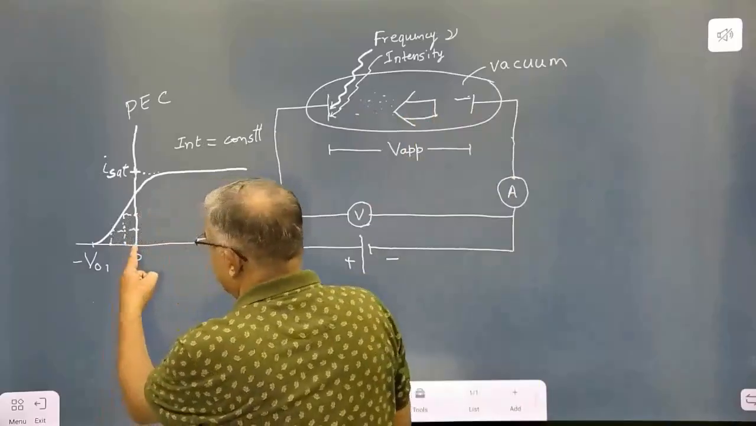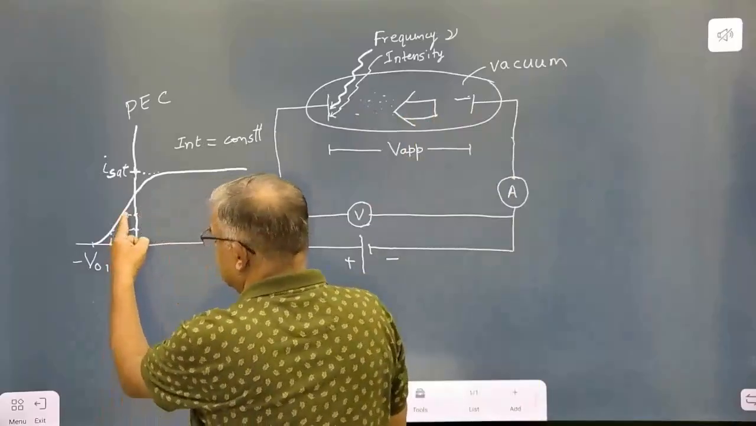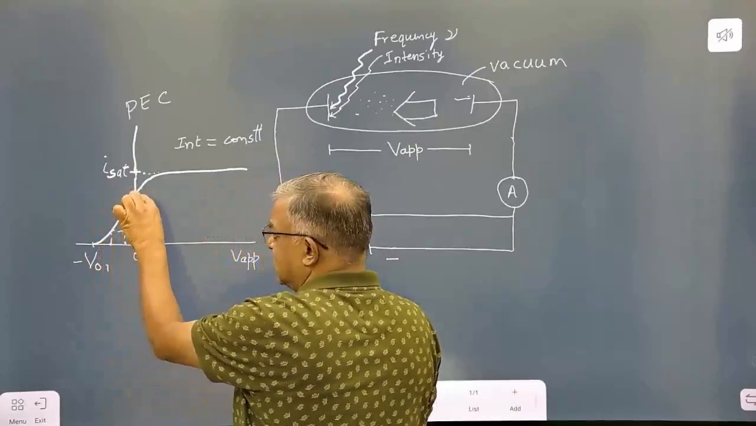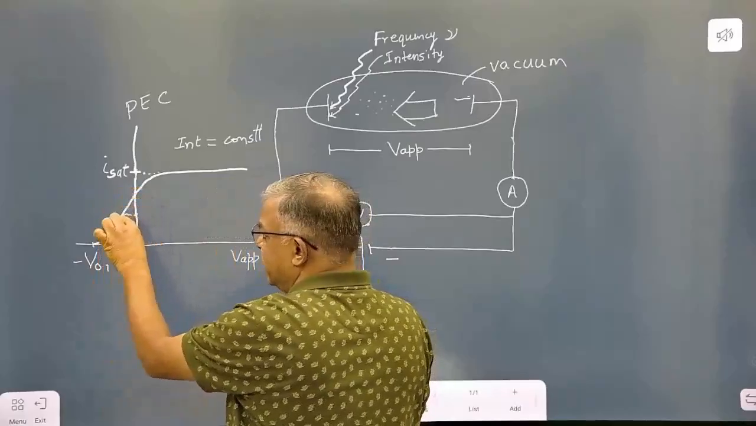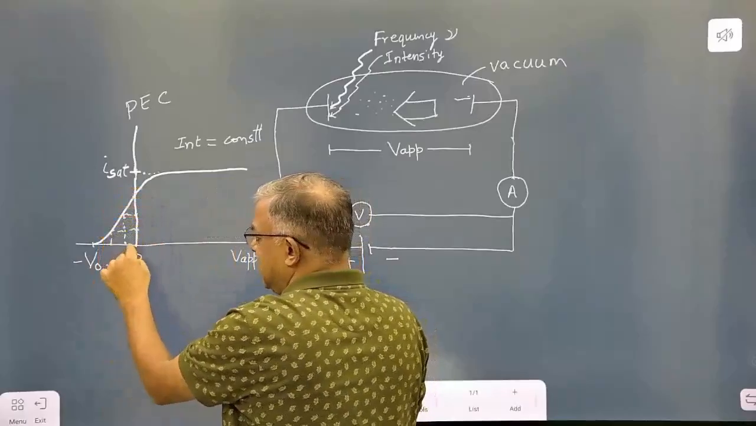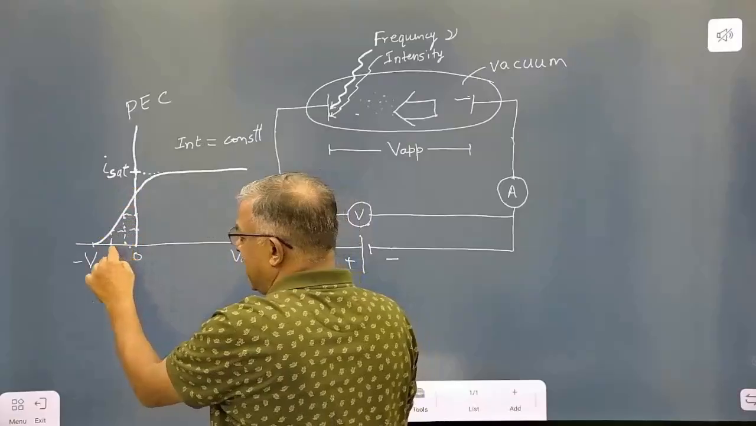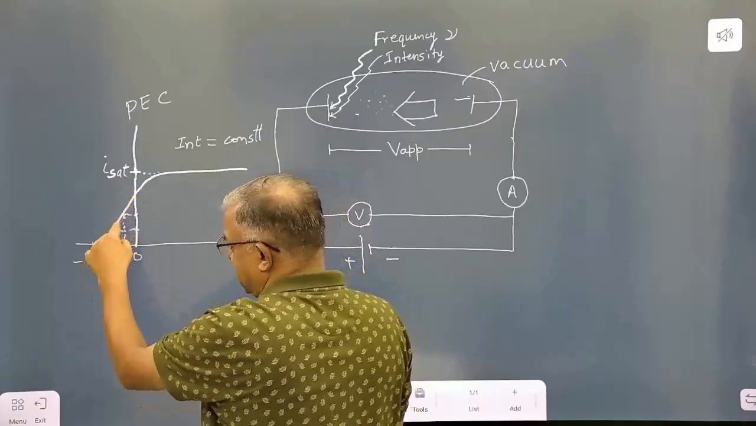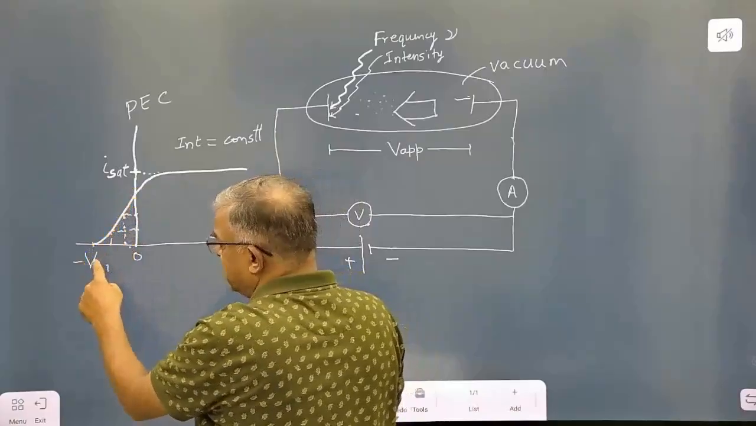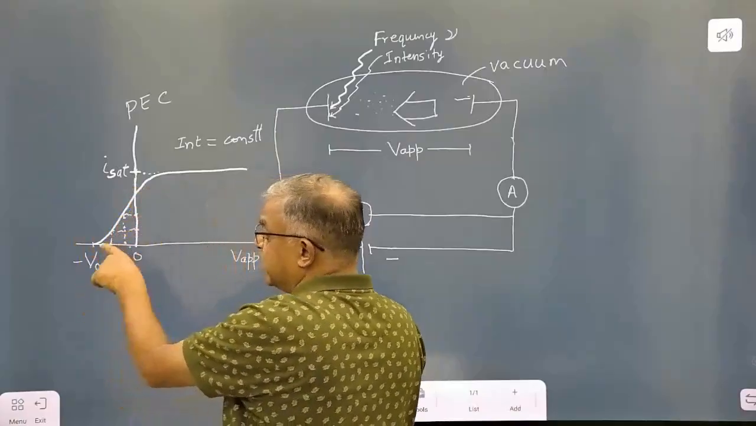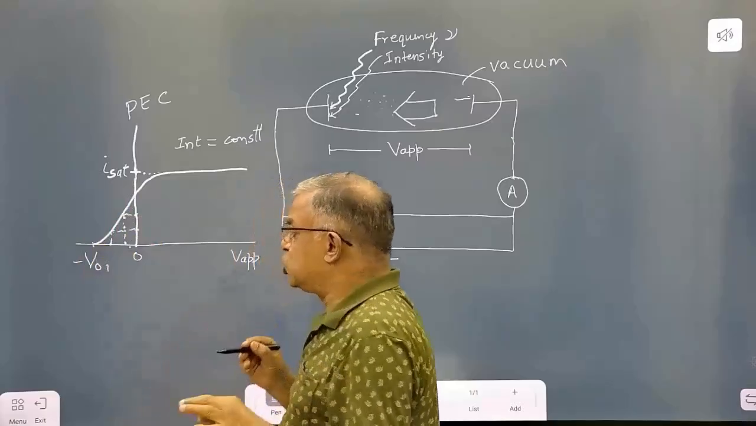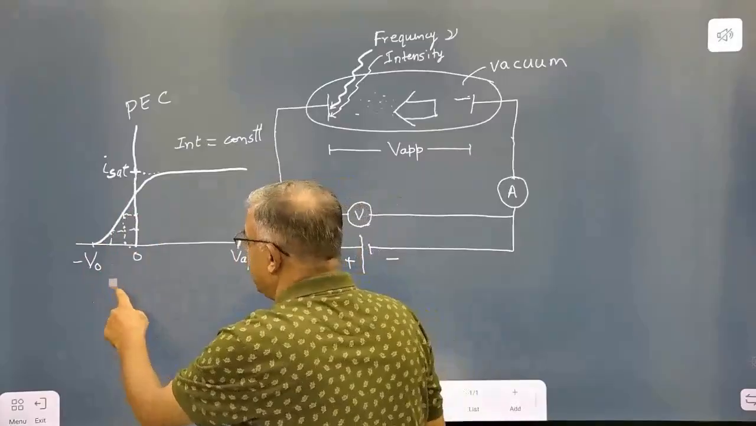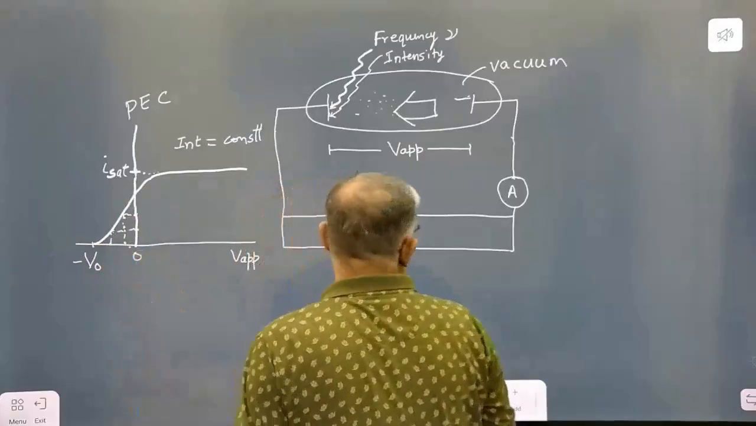Say, for small negative voltage, this much current. So, so many electrons are now not able to reach. So, the current has decreased. If the voltage is made more negative, more electrons are stopped and the current has further reduced. For this particular voltage, even the most energetic electron has been stopped, and therefore we call this the stopping potential.